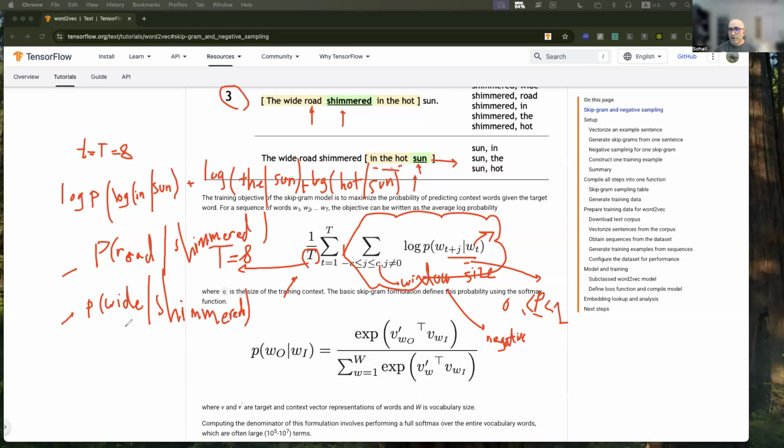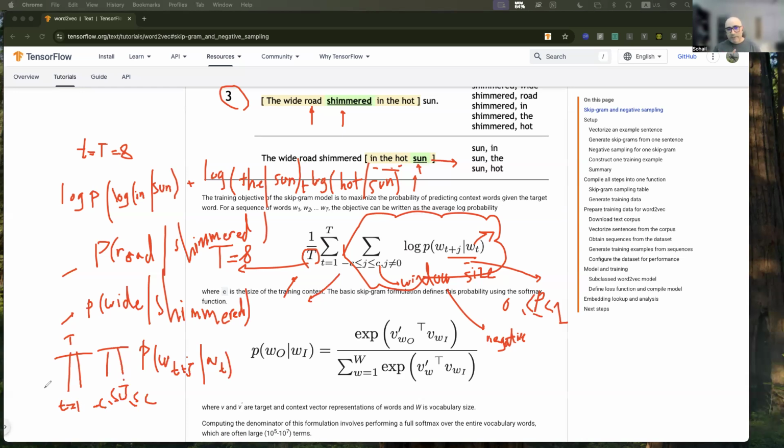Since they're independent, we can multiply all of them together. So originally this equation is a multiplication of all these probabilities. Originally it looks like this. We have given WT, and we have the same thing here. J goes from minus C to C, and T goes from 1 to capital T, and I'm going to skip the 1 over T here.